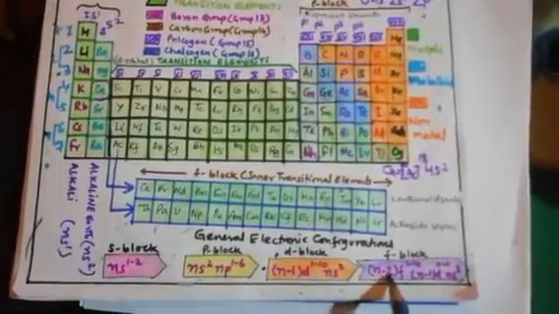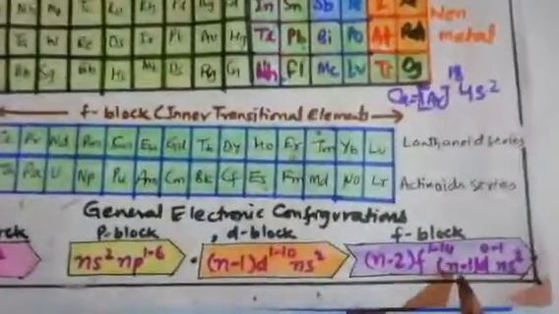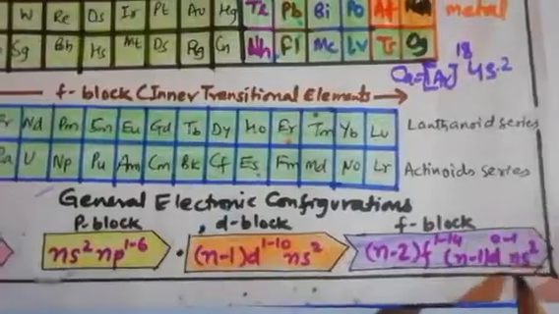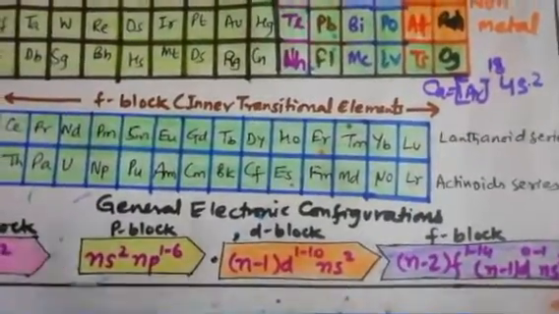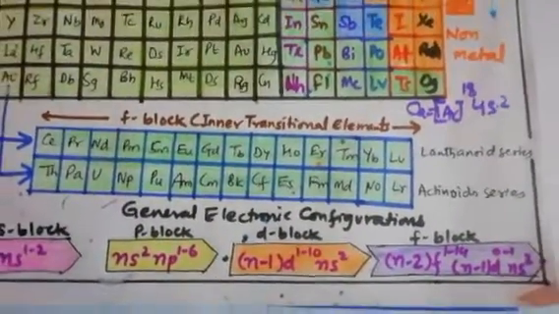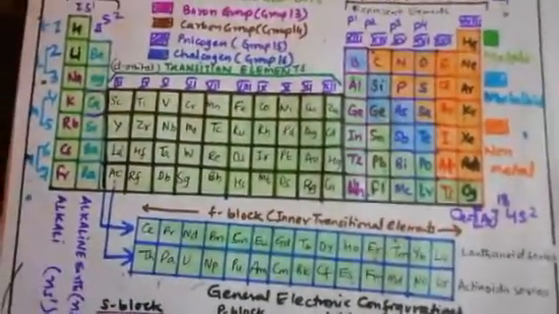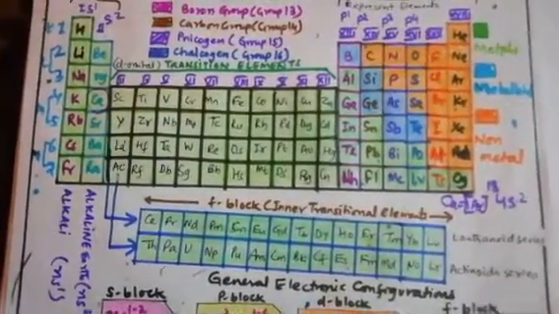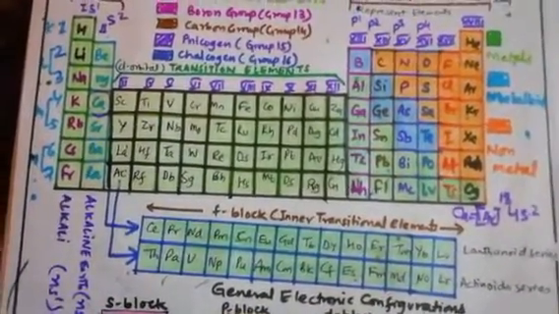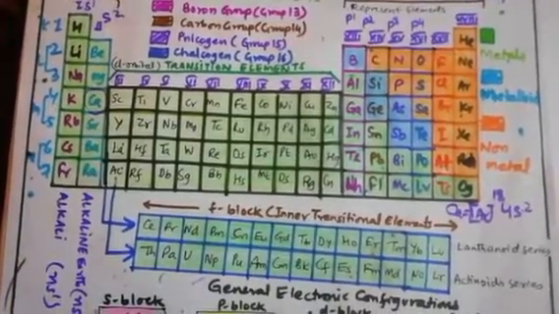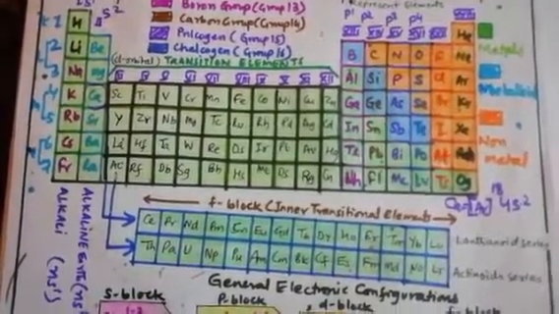F is n minus 2, F 1 to 14, and n minus 1, D 0 to 1, NS2. So by keeping this general configuration in your mind, we need to study the basic periodicity of the properties of the modern periodic table. Now, in the next part of this video, we are going to compare the trends of the periodic table.